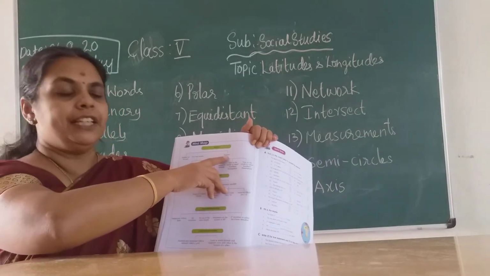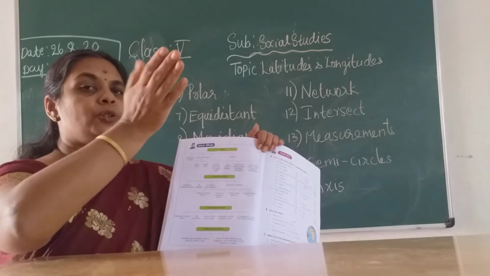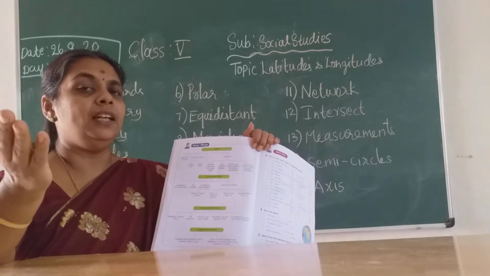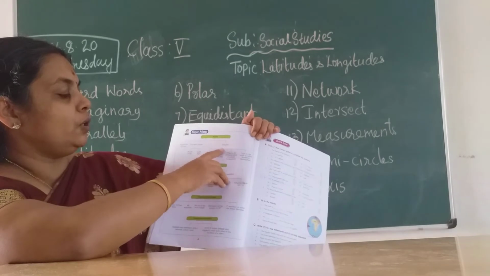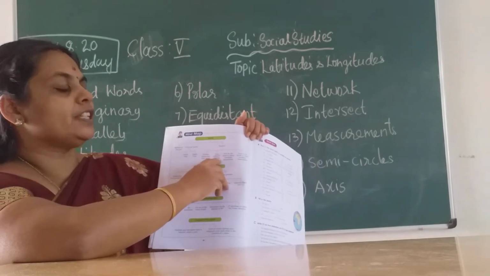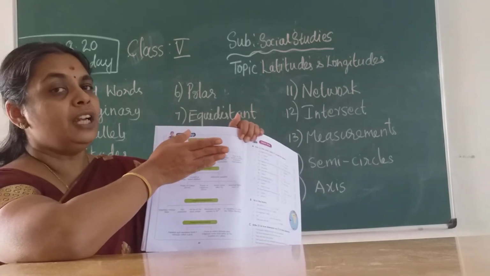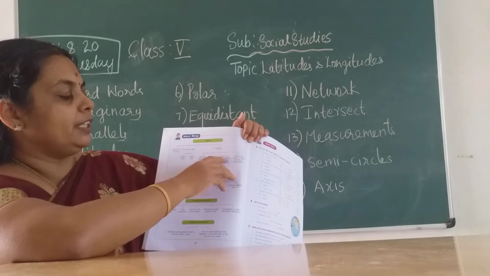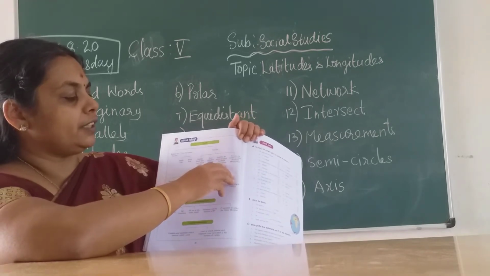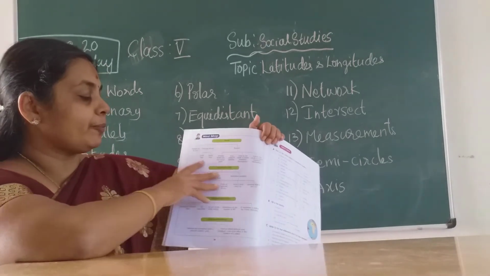Then we have the equator. It is the line which divides the Earth into 2 parts, the northern hemisphere and the southern hemisphere. So it divides Earth into 2 equal parts. It is also called 0° latitude. From there only the first line of latitude starts. The area to the north is called the northern hemisphere. The area to the south is called the southern hemisphere.